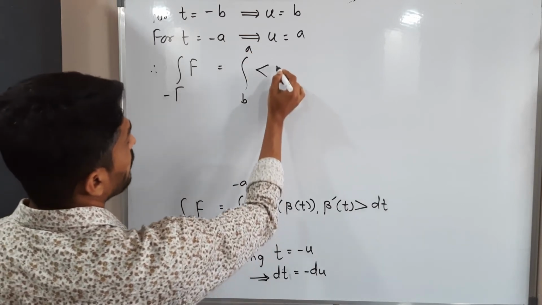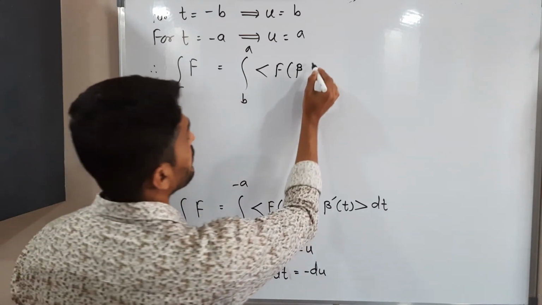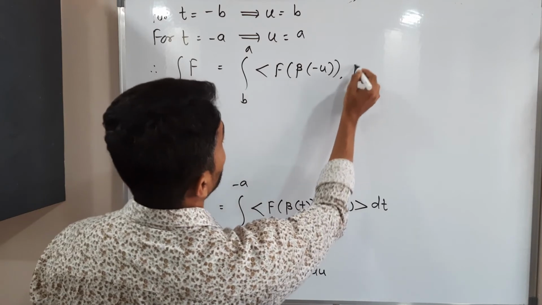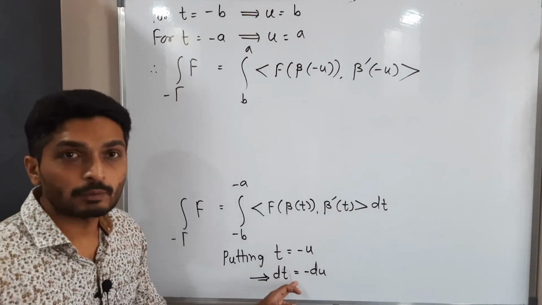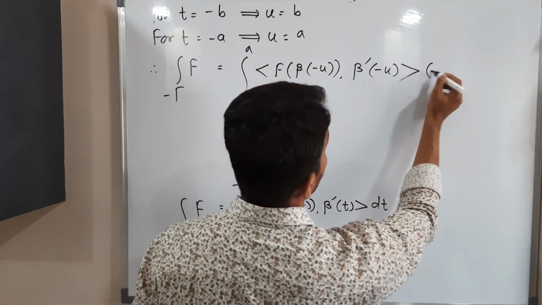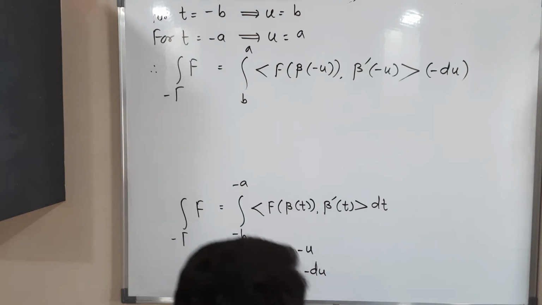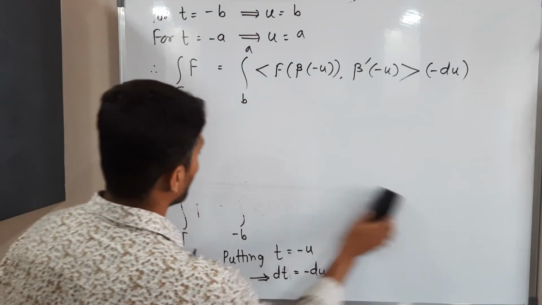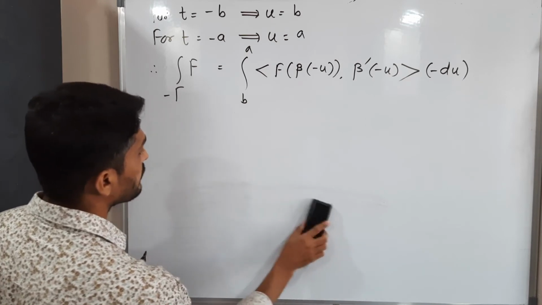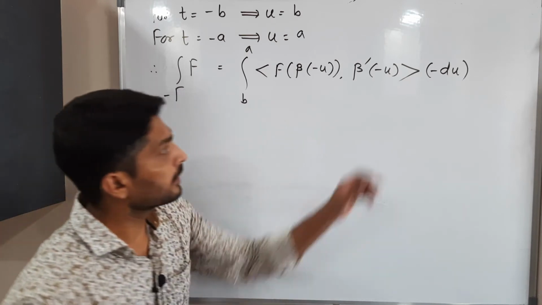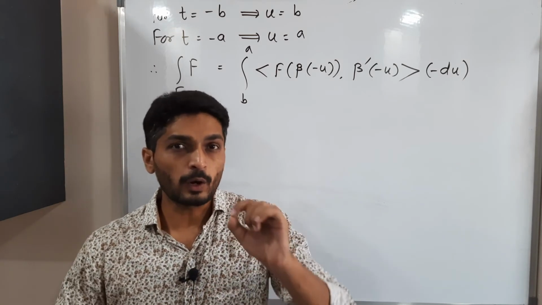Inner product f of beta of t means minus u, I am putting here minus u, beta dash of minus u, okay, and dt is equal to what? Minus du. So let me remove this part, it is not required. Let us continue and solve this problem. See, this minus sign will come outside of the integration, get it? But do you know how to remove that minus sign?